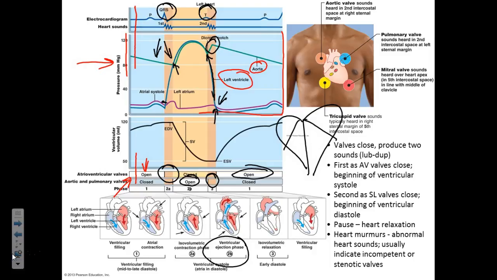But I would say the most important thing is if you can imagine, visually understand how it works. If you can see blood going from one side of the heart to another, then you should be good.